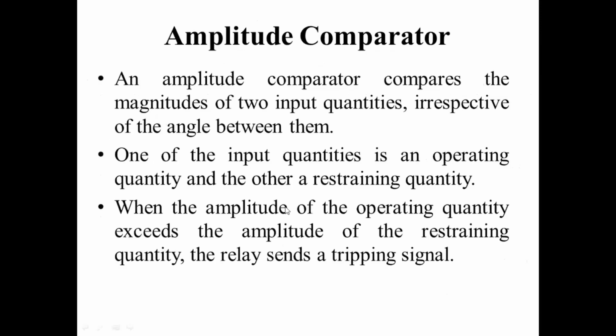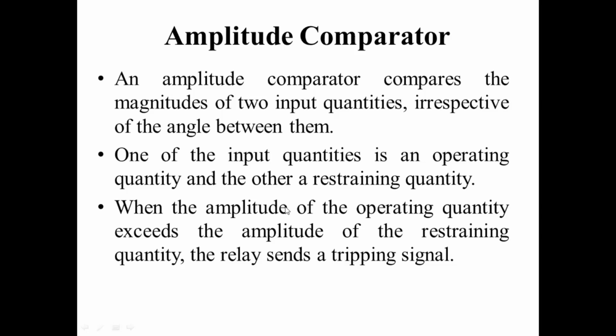So this is the amplitude comparator. What is the definition of an amplitude comparator? As the name suggests, an amplitude comparator compares the magnitude of two electrical input quantities, irrespective of the angle between them. Only the magnitude of the two quantities is compared. This is known as an amplitude comparator. One of the input quantities is the operating quantity and the other quantity is the restraining quantity.